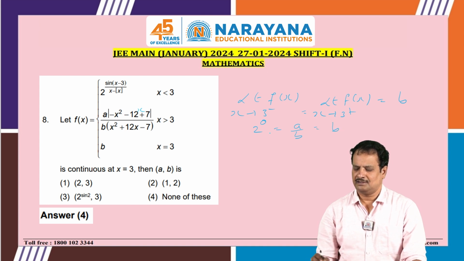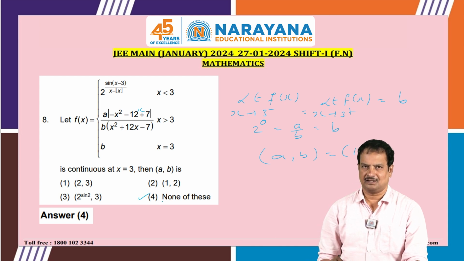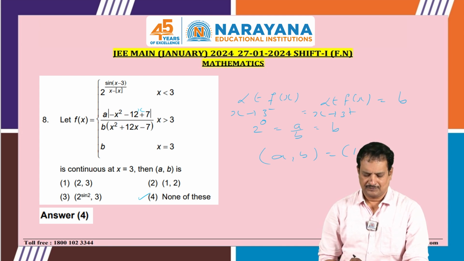But we know that this 2 power 0 is 1. So b is 1 here. So a by b is 1. So that means, obviously, a is also 1. So the ordered pair of a and b is nothing but 1 comma 1, which is the fourth option, because here 1 comma 1 is not given. So none of these is the answer for this one. So simply it is the continuity concept: left limit, right limit, value of the function, all three are equal. That's all. Now let's go for the next question.